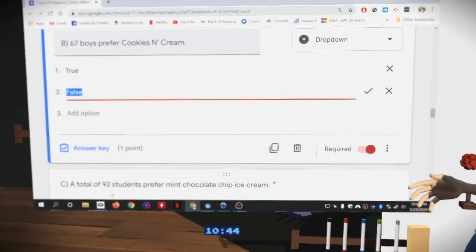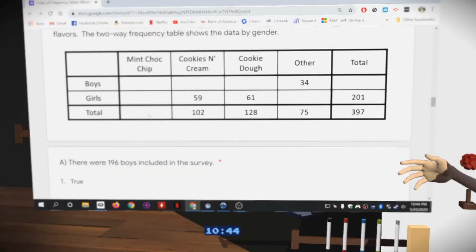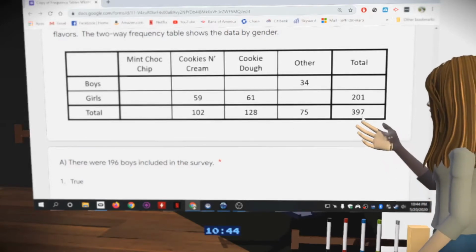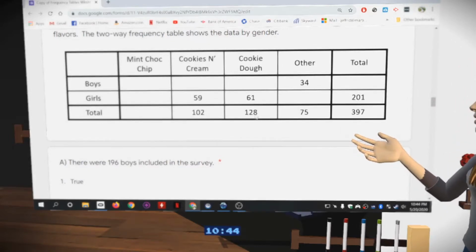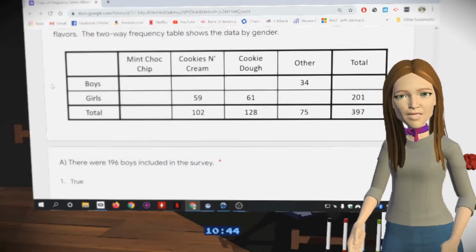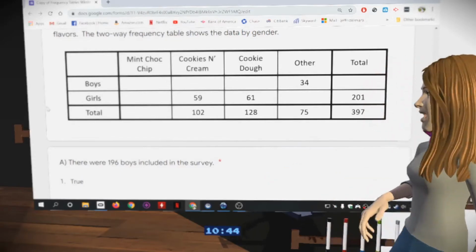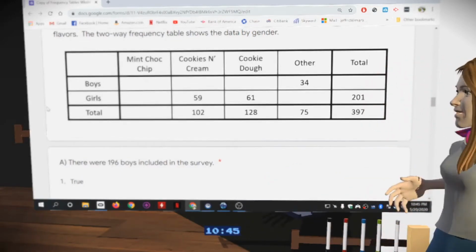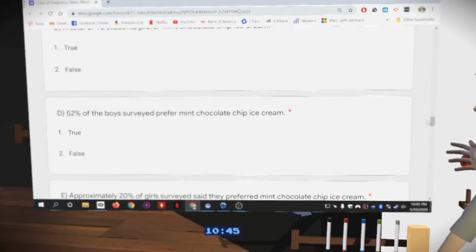Okay, next question. A total of 92 students prefer mint chocolate chip. So mint chocolate chip is the total. All right, so 397 total, and then you have 75 other, 128 cookie dough, and 102 cookies and cream. So again, if you take the total and subtract the ones that you know, you will find the mint chocolate chip that is missing. So I'll leave that one for you guys to answer.